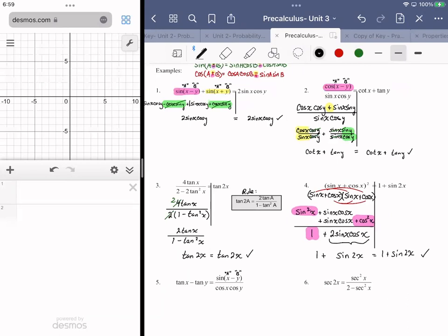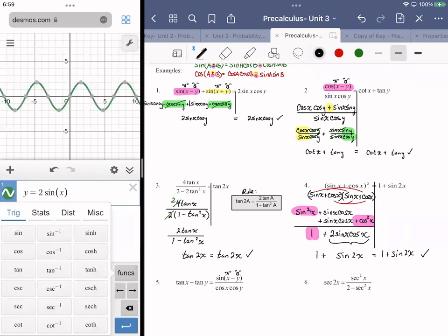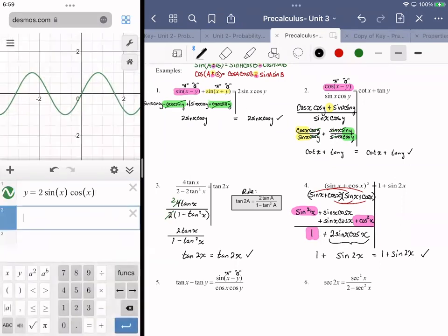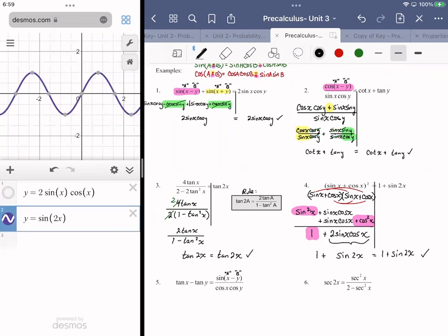All right. And if you're not sure, aside from referencing rules, you could also put it in Desmos and have a quick look. 2 sine x cosine x, you just graph that. And then also graph the shorter version of it, which would be sine of 2x. See if they give the same graph. Same graph must be equivalent. All right.